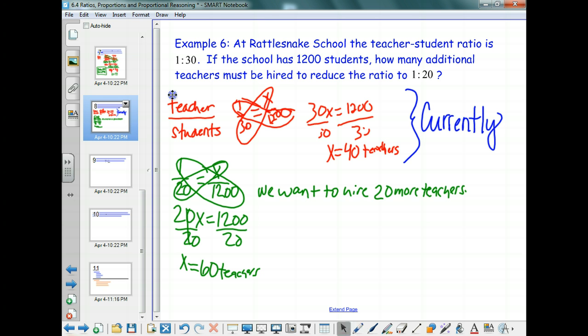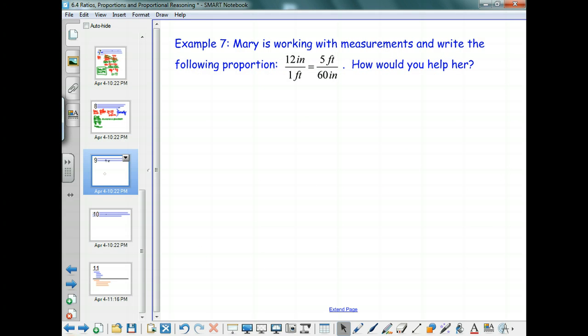Thank you. Okay. All right, we have a couple more problems. I'll do these on the board. First, we've got Mary. Mary is working with measurements and writes, I should say writes, the following proportion. 12 inches over 1 foot equals 5 feet over 60 inches. How do you help her?